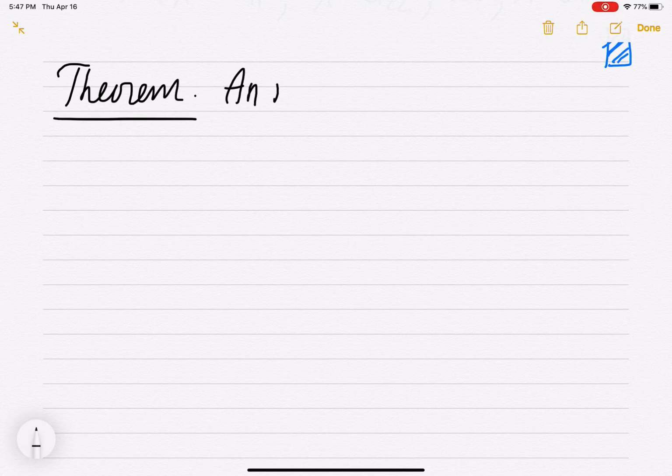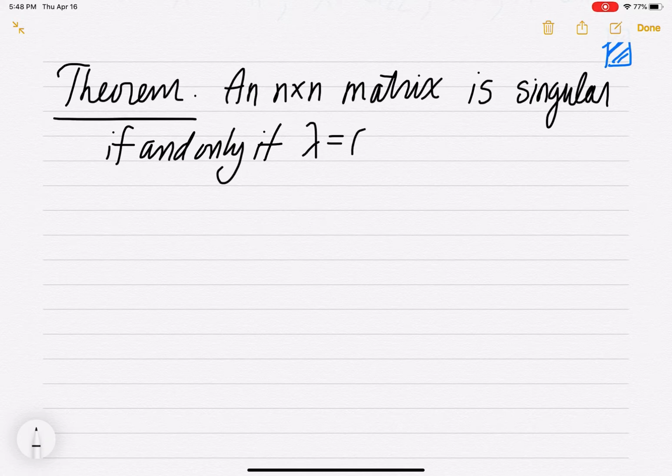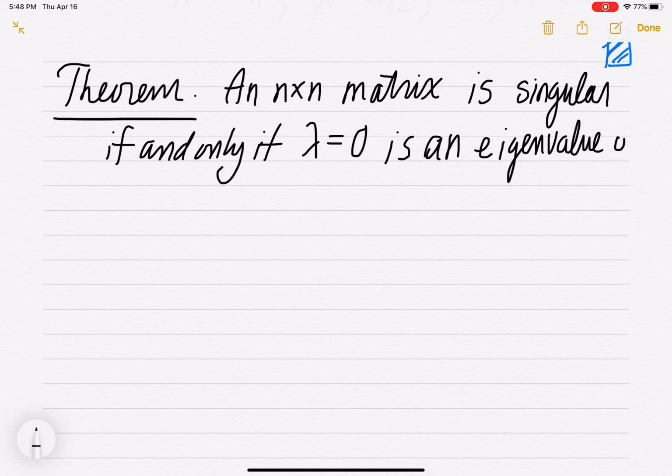An n by n matrix, a square matrix, is singular, meaning not invertible, if and only if lambda equals 0 is an eigenvalue of A. So a matrix is singular if and only if 0 is an eigenvalue of A.